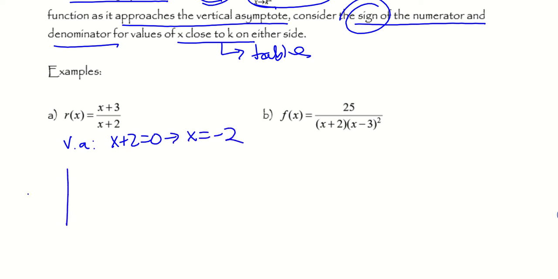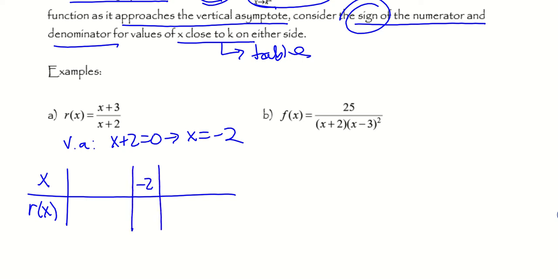So we're going to come in here and we're going to do a little table. So we've got x's and we have the value of our function, which is R of x. And we know that when x is negative 2, your function does not exist. So now I want you to think about a number line where if I put negative 2 in the middle of that number line, I want a number that is just to the left of negative 2 and to the right of negative 2. Keep in mind, 0 would be to the right of negative 2. Now I want to pick numbers that are really close.